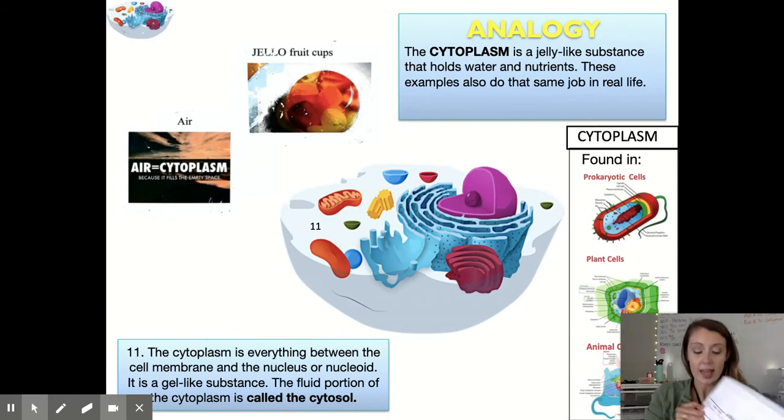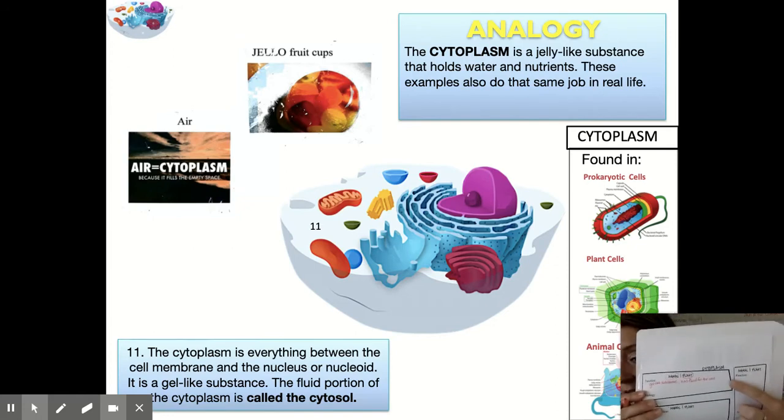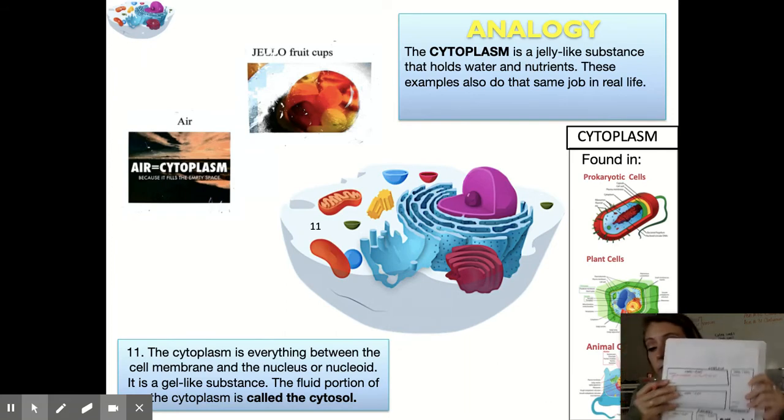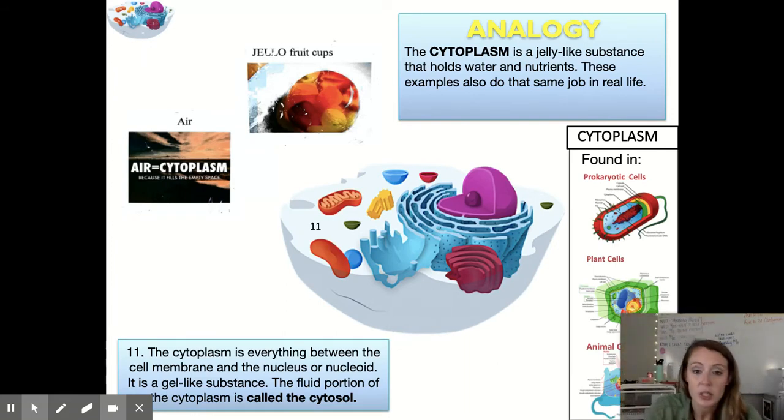So now I have my function written down. I also have my animal and my plant cells circled. And then we're going to do our analogy. So if you look up here, it says an analogy. The cytoplasm is a jelly-like substance that holds water and nutrients. These examples also do the same job in real life.